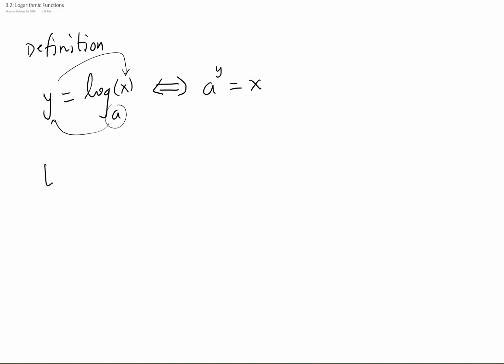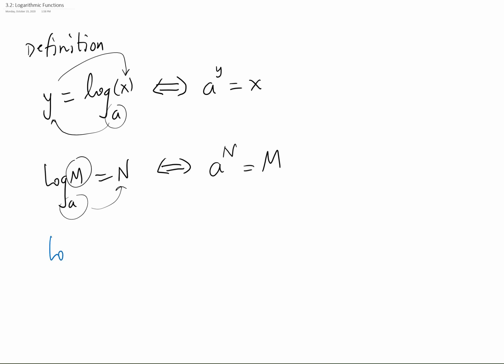So if we have log m base a equals n, this is equivalent to writing a to the n equals m. The left hand side is called logarithmic form, the right hand side exponential form. Next one, log 100 base 10 equals 2. So rewrite that in exponential form.